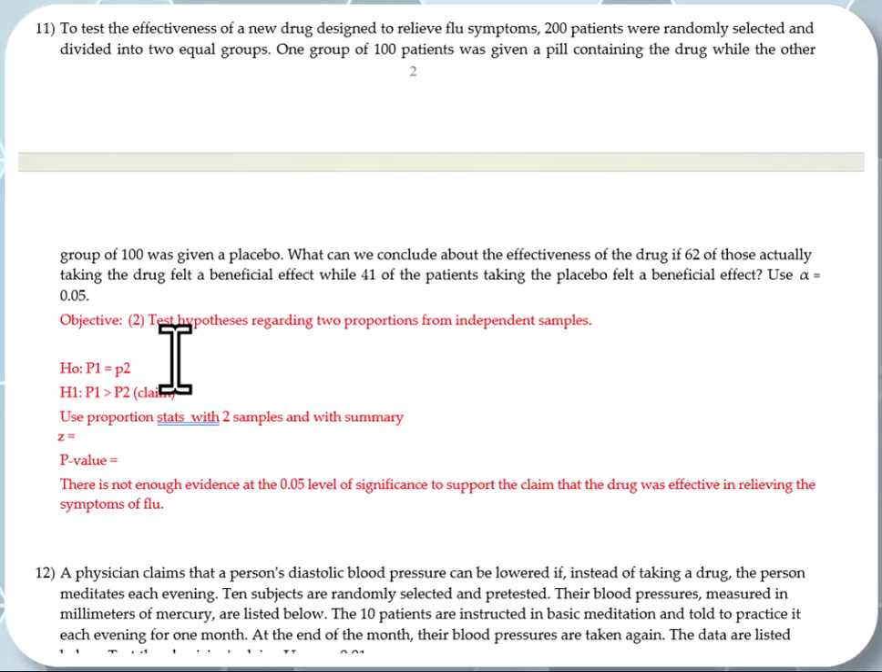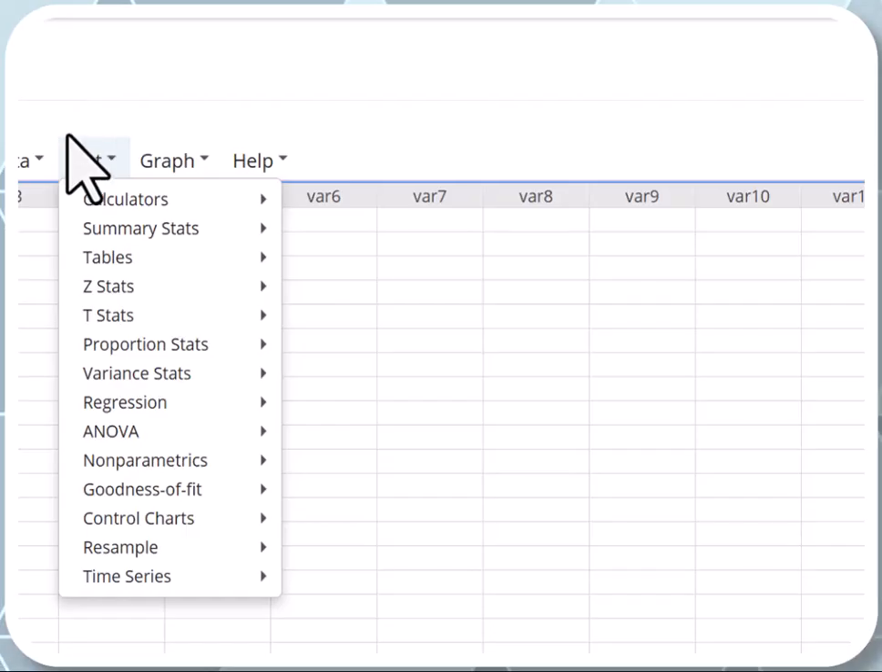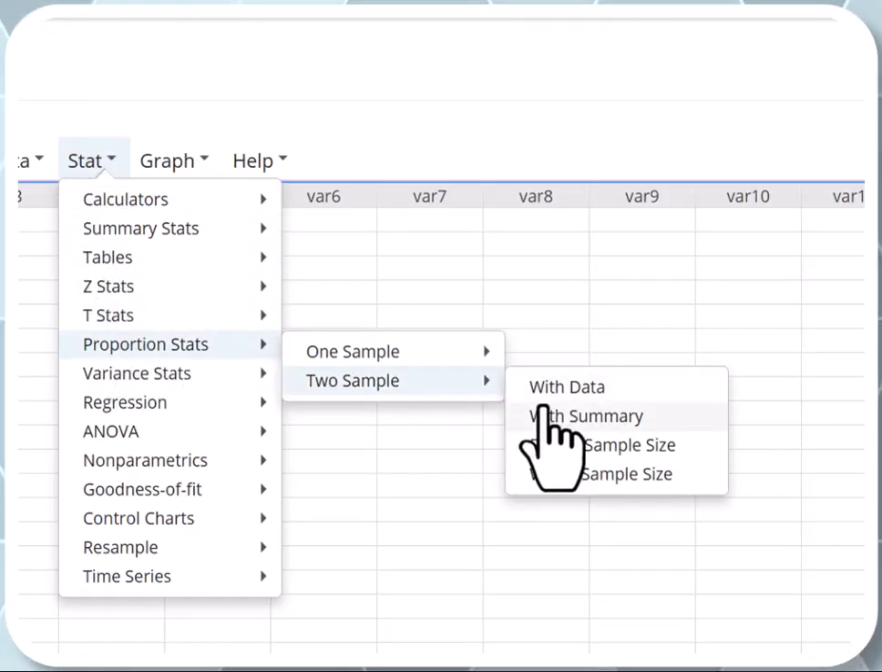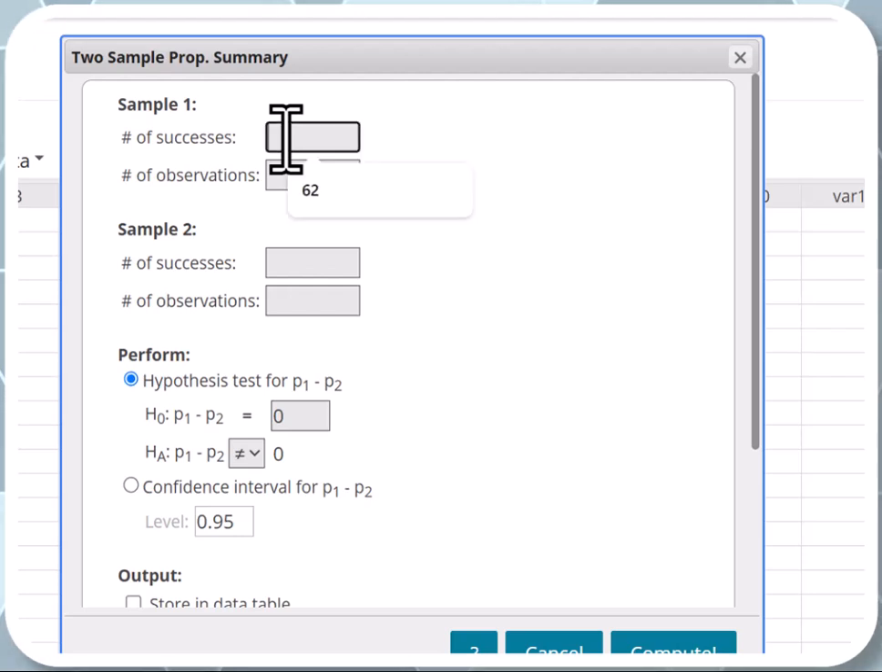We're going to run proportion stats here, but not with one sample anymore. It's going to be two samples, and let me show you how to do that. So we go to Stat, Proportion stats, two sample with summary. Number of successes is 62, so the ones who felt the benefit from taking the drug. Number of observations, 100. Number of successes, 41. And number of observations is 100. We're testing that p1 is greater than p2.